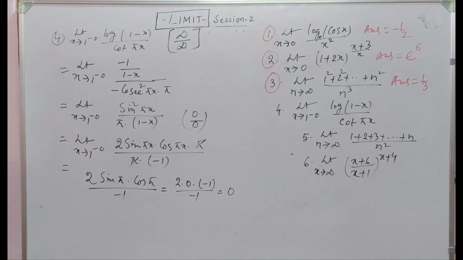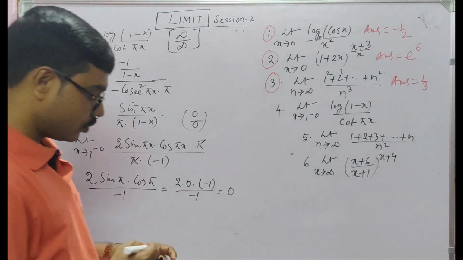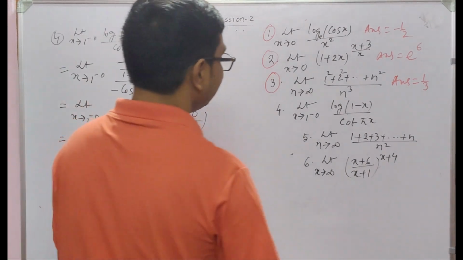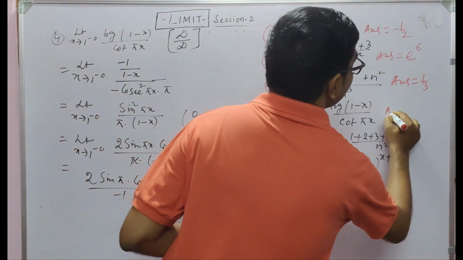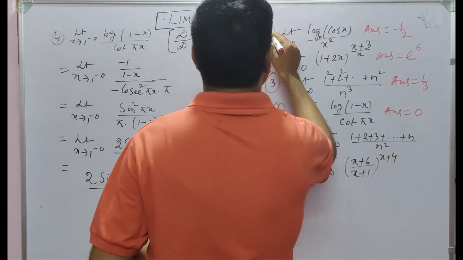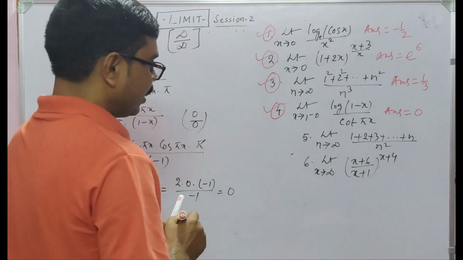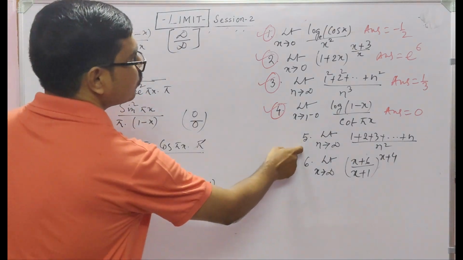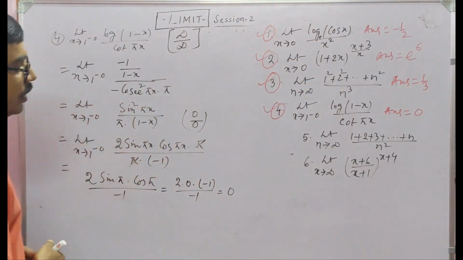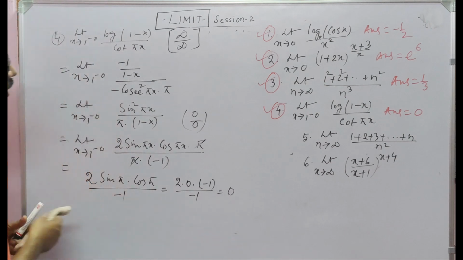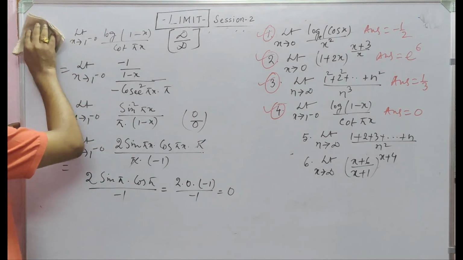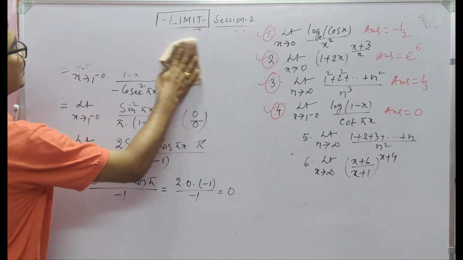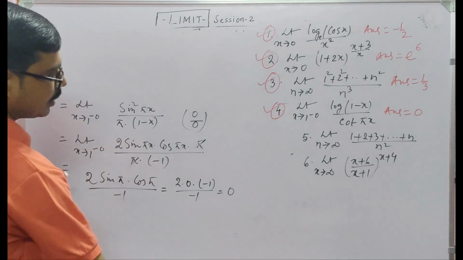So its result is 2 into 0 equal to 0. So this is the result of number 4, equal to 0. This answer is now complete. Number 5: question number 5 follows the same process as question number 3. This is the same process of the sum of natural numbers.